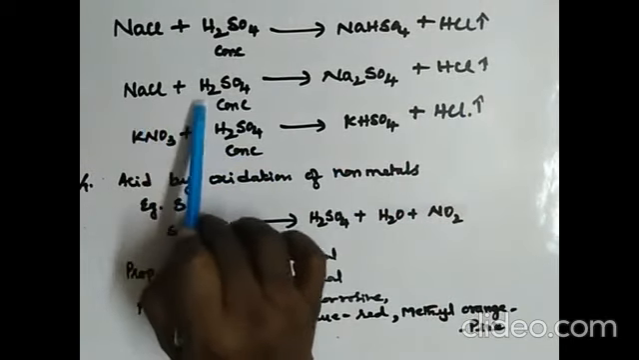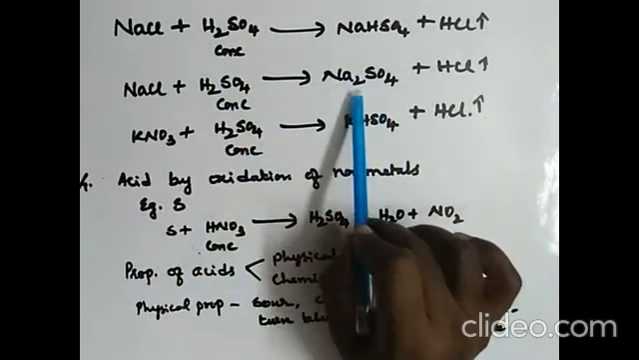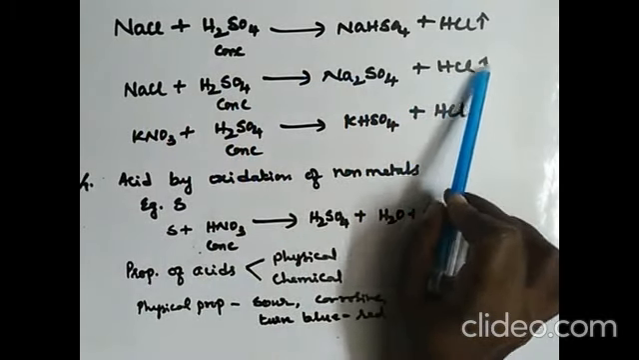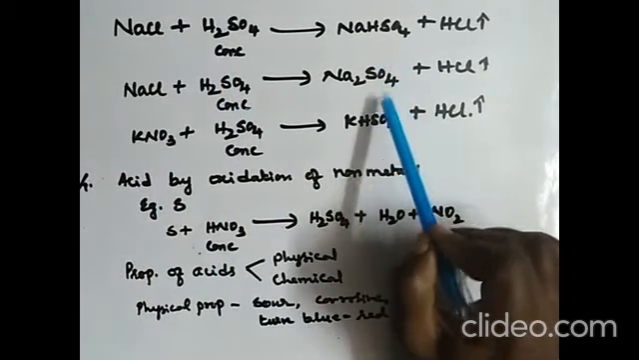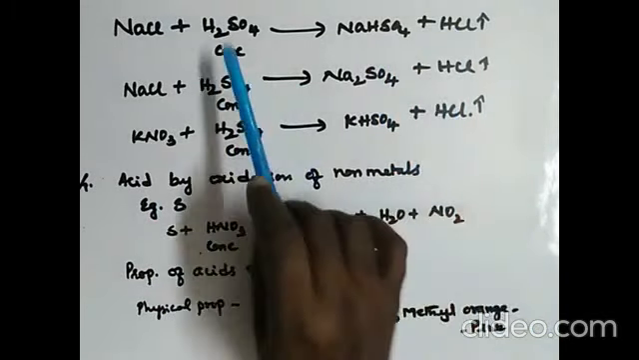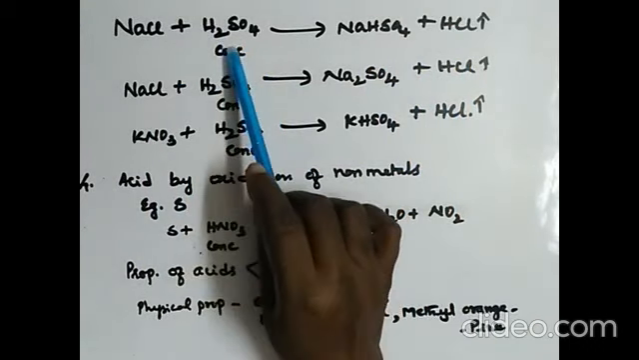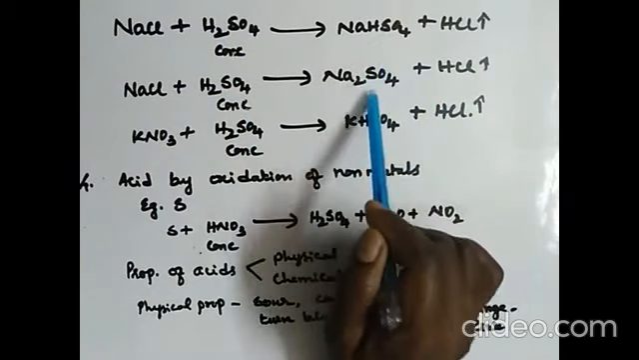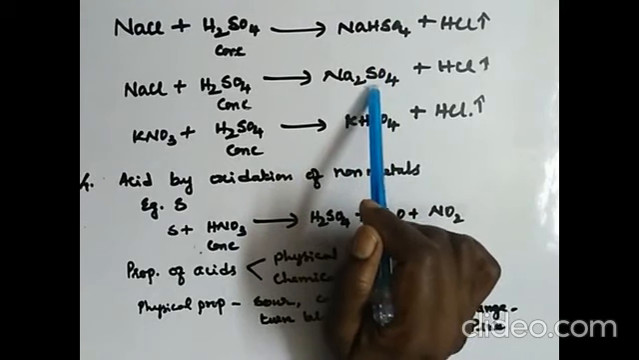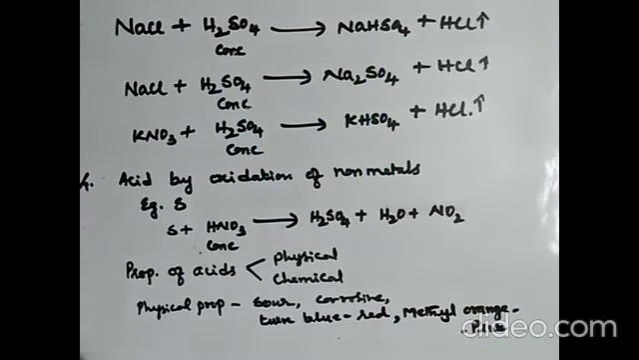Sodium chloride combines with concentrated sulfuric acid to form sodium sulfate and hydrogen chloride gas. Here you can see the reactants are the same, but two different types of salts are formed because sulfuric acid is a dibasic acid. The formation of salt, that is an acid salt or a normal salt, depends on the temperature of the reaction.